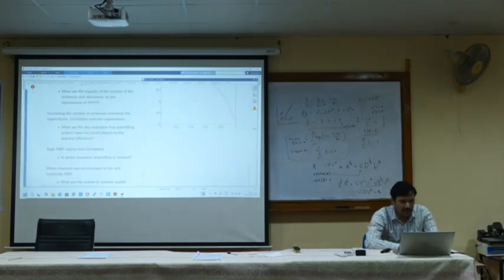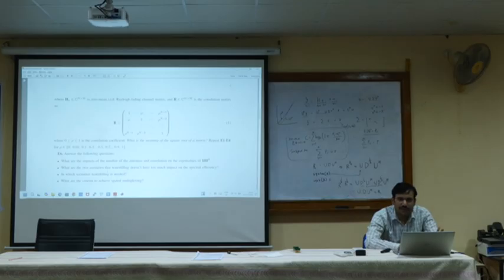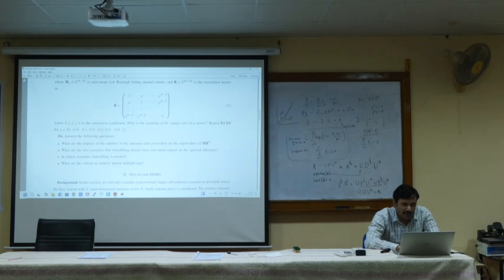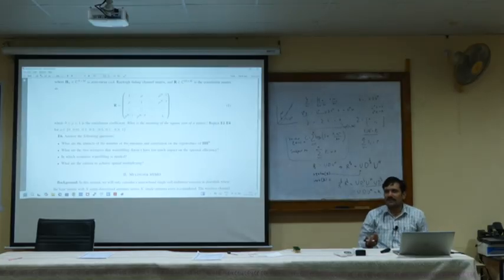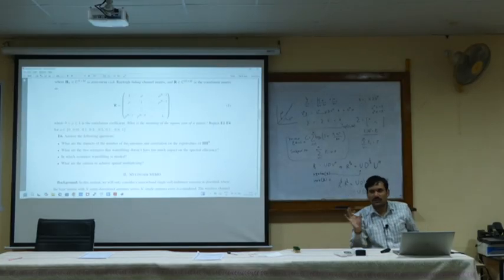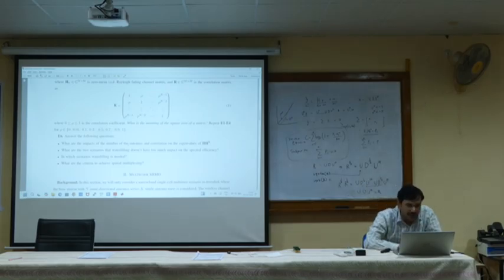So let's come to exercise number 6. This part is clear, right? You can try this exercise by yourself. Go to your home, try by yourself. Answer the following question: what is the impact of number of antennas and correlation on the eigenvalues of H? Correlation reduces these values. And we have seen that if we increase the number of antennas, the values also fluctuate a little bit. What are the two scenarios?